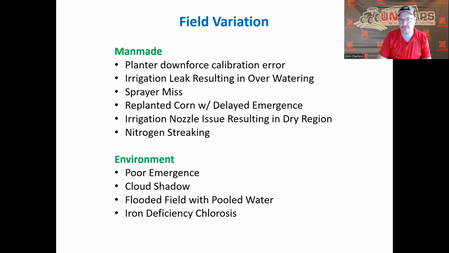In this contest, we looked at variation in fields using either satellite or drone imagery. Variation can be divided into two categories: man-made or environmental. Man-made variation is going to result from, or can be observed as, straight lines and symmetrical variation in the field, whereas environmental, you're going to have irregular shapes.